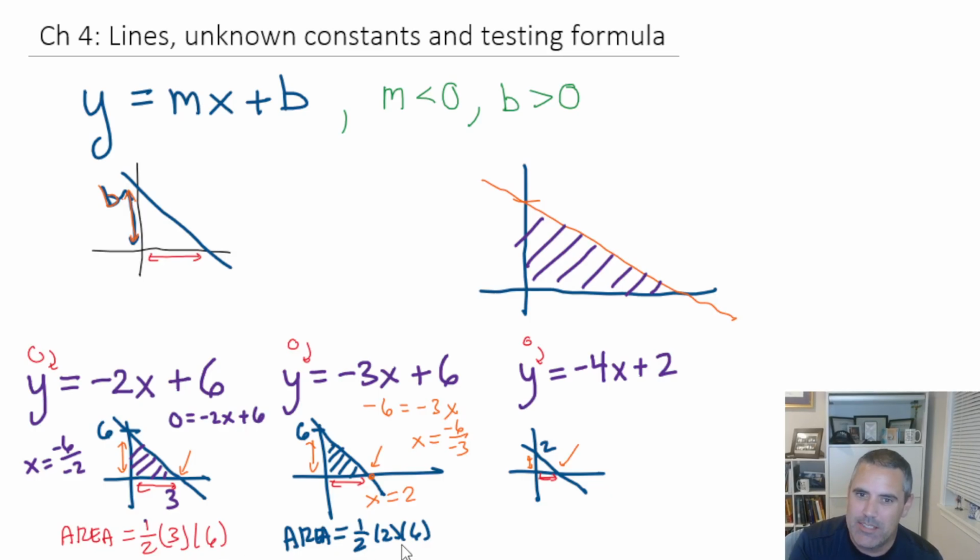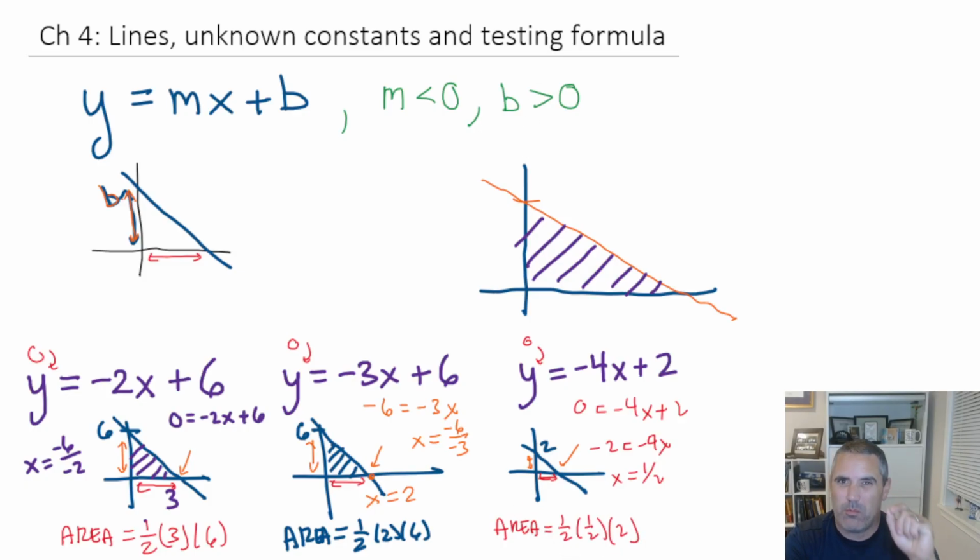1/2 base times height is this. 1/2 base times height is this. All right, last one, just to sort of, I feel like the third example just sort of solidifies your machine, so to speak. Okay, I'm subtracting. I get x as 1/2. Well, -2 over -4. So I get that the area is 1/2 times 1/2 times 2. Okay, so now I have a very fertile testing ground.